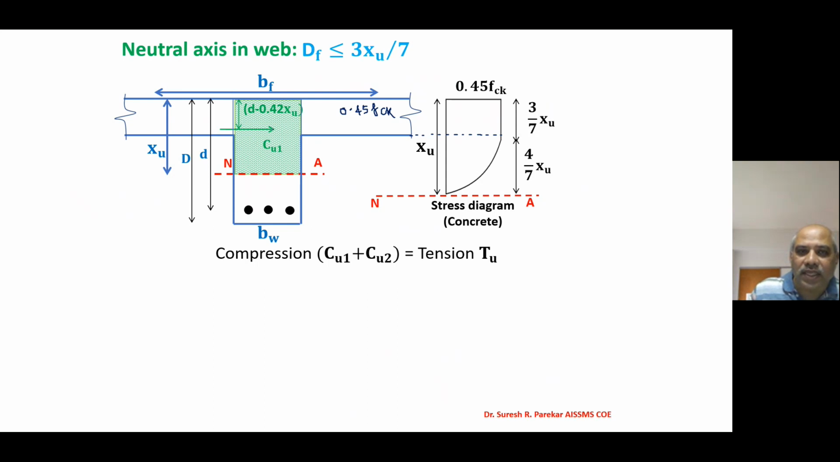And that we are going to say as CU1 and its distance that is from neutral, your compression side is D minus 0.42 XU. So CU1 now we have 0.36 FCK XU into BW. This is now rectangular section and we have this as BW. So we have first 0.36 FCK XU into BW. So colors you can see now.